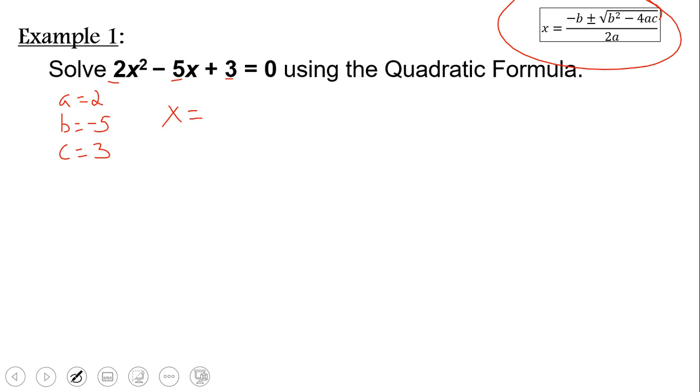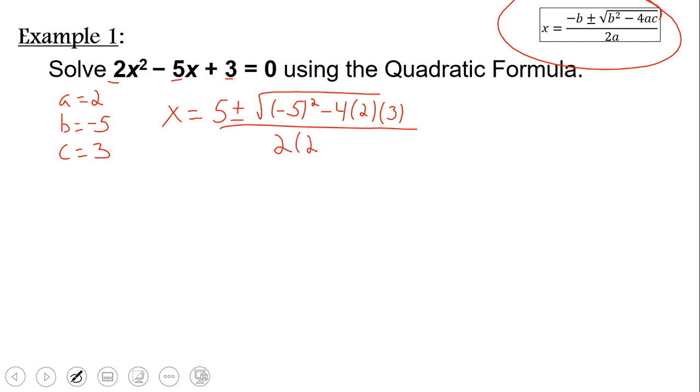x equals opposite of b, or negative b. Well, my b is already negative, so when I take the opposite of it, it's going to become positive. So opposite of b, plus or minus root b squared, so negative 5 squared, minus 4ac, 2 times 3, all over 2a, so 2 times my a term. So there's the quadratic formula with all the numbers plugged in. Now let's do the math out.